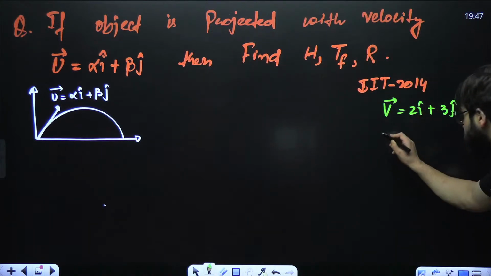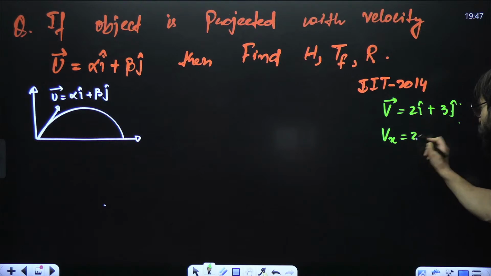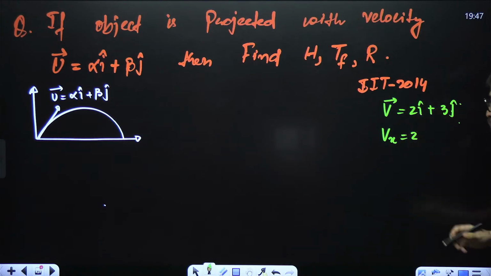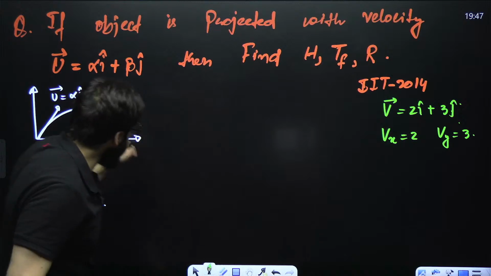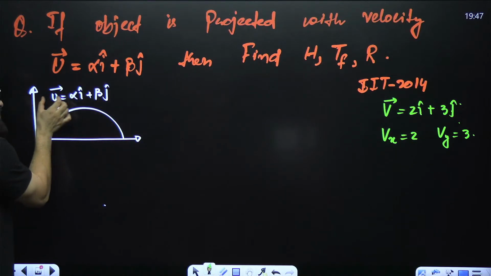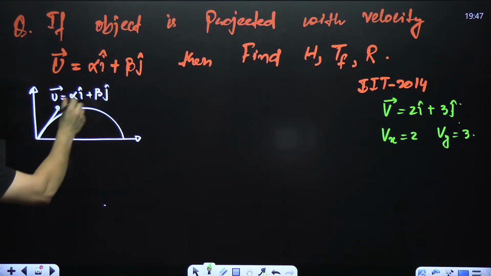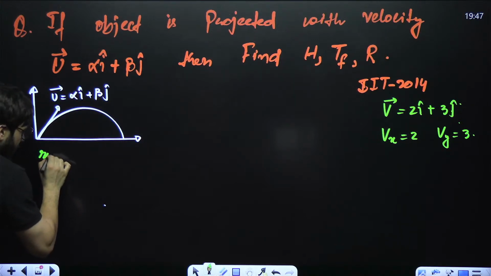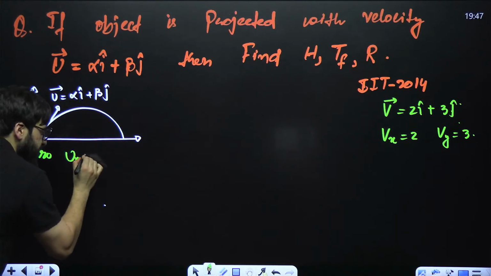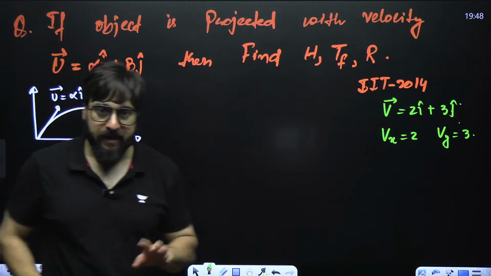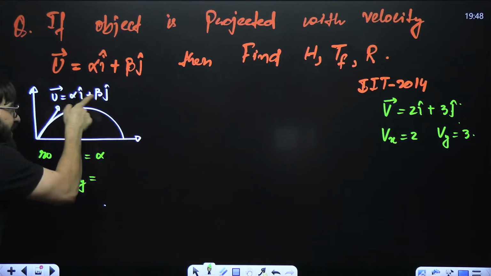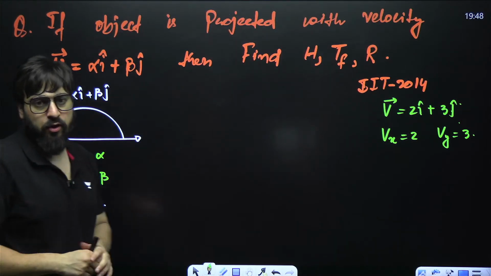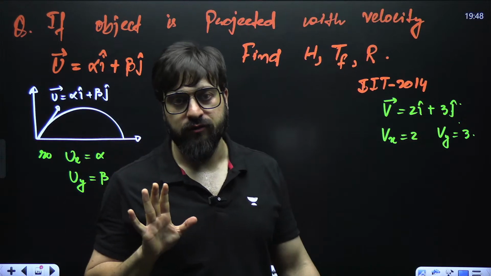So in this particular case, Vx is 2, the x direction velocity is 2, and Vy is 3, because the y direction velocity is 3. Same is the case here. If u is equal to alpha i cap plus beta j cap, then the initial velocity in the x direction is alpha, and the initial velocity in the y direction is beta. These are the two clues that we got here.